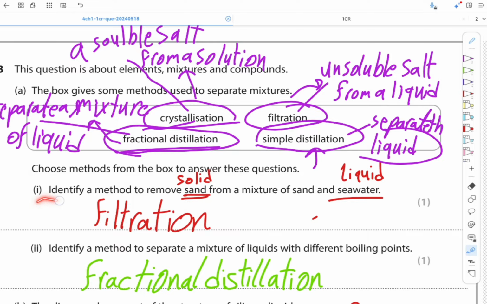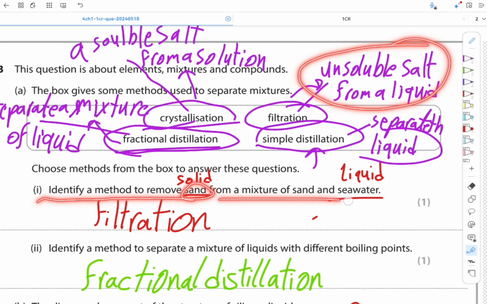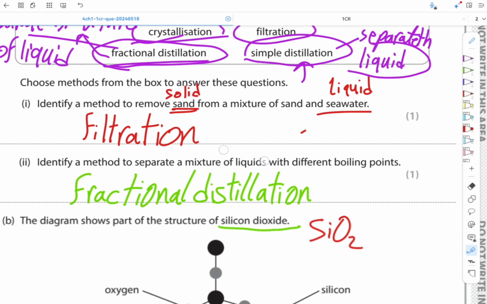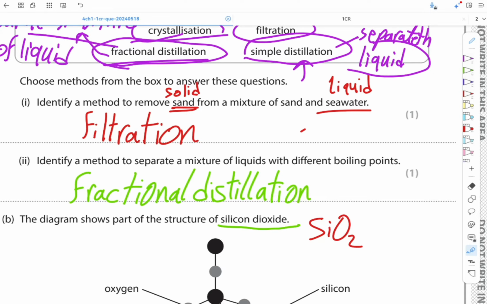Question number 1: identify a method to remove sand, which is an insoluble solid, from a mixture of sand and seawater. So of course seawater is liquid. So the best way is filtration, because here we want to remove the sand. We want to isolate the sand. So we target the sand here.